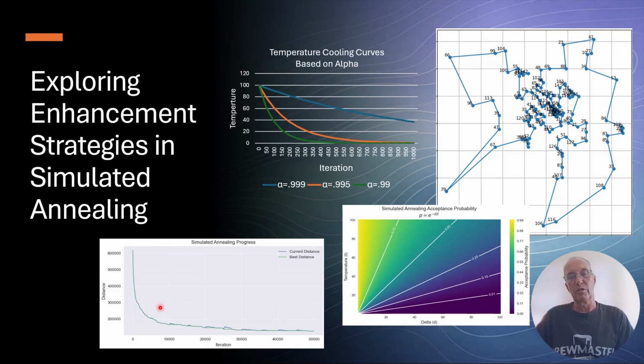Here's a typical curve of the distance shrinkage through the iterations. As you can see at the start, we're rapidly making improvements, and then towards the end becomes more difficult. But let's go on and see what we can learn about making simulated annealing applied to traveling salesmen even better.